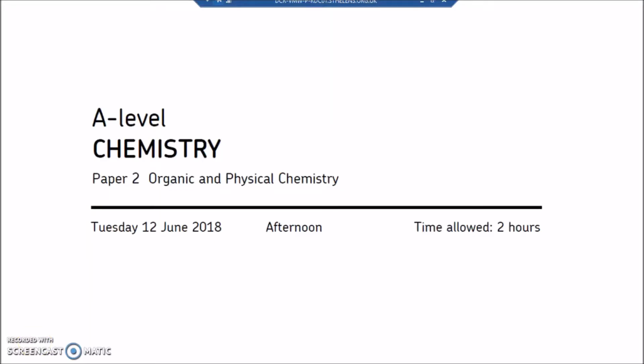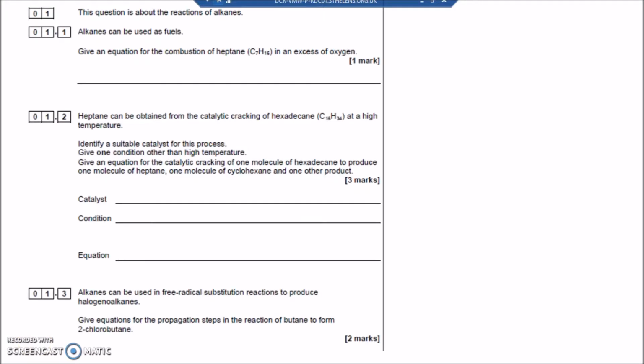A-Level Paper 2, 2018. Alkanes can be used as fuels. We give an equation for the combustion of heptane, C7H16, in excess of oxygen.